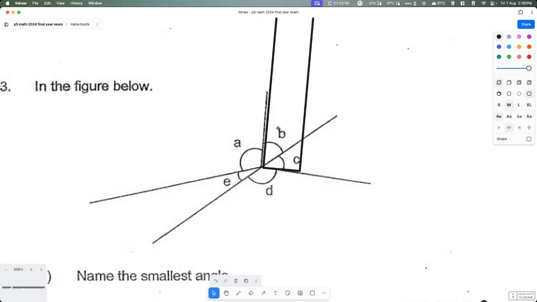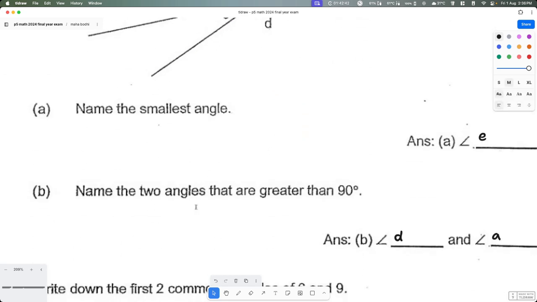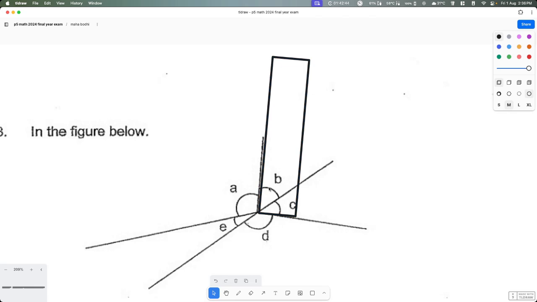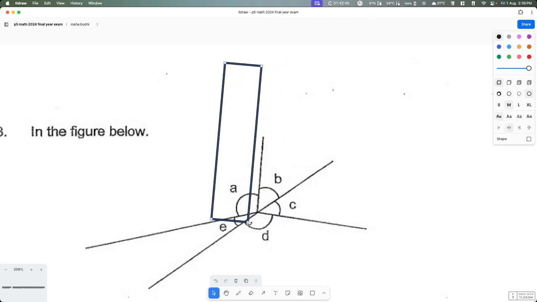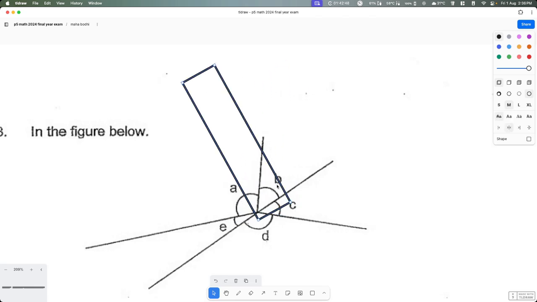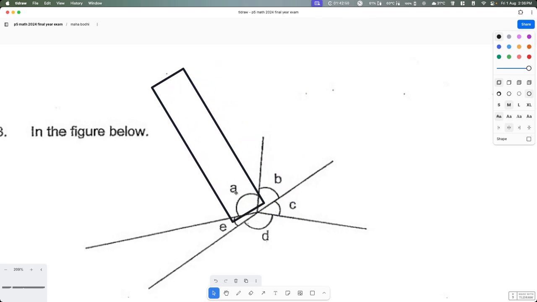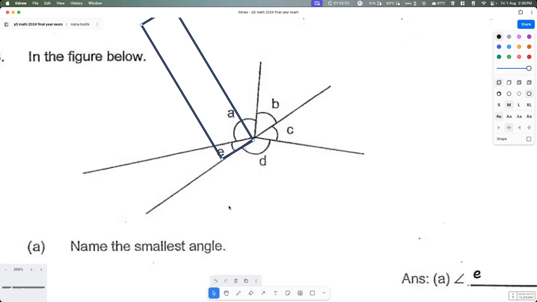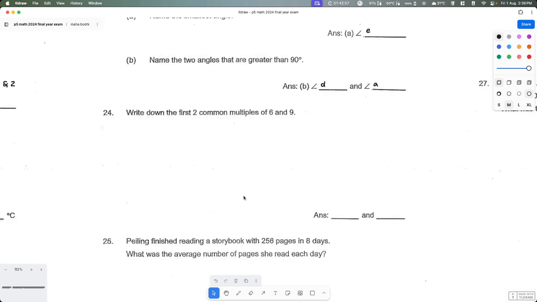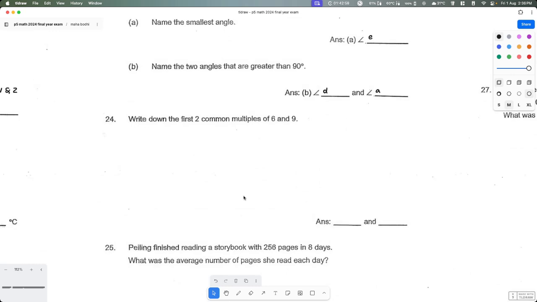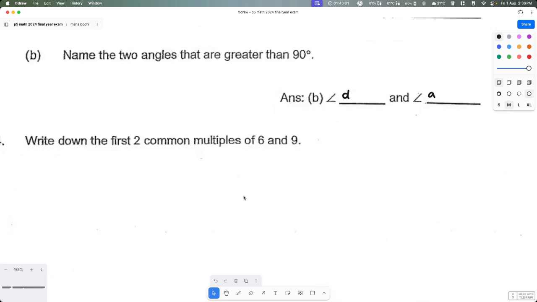C also no. And then E, I think you can guess, it's not even touching. It might be very, very small. It's not even touching. So with this, we don't need it. It's D and A, or A and D. Okay, next one.